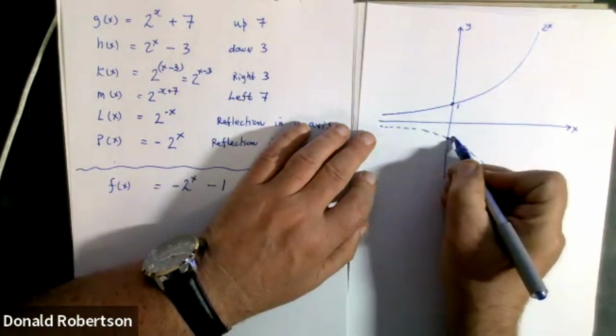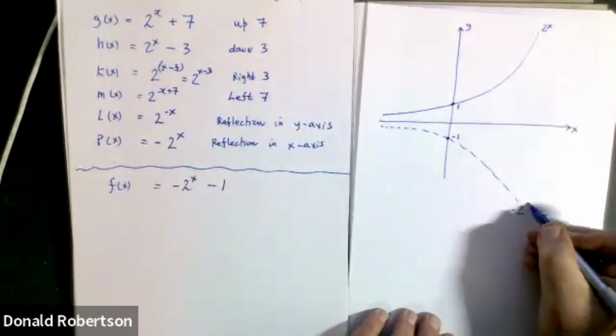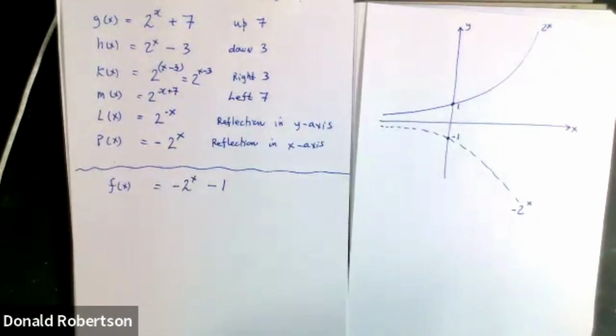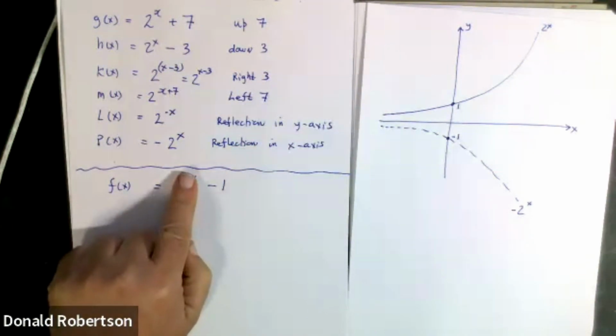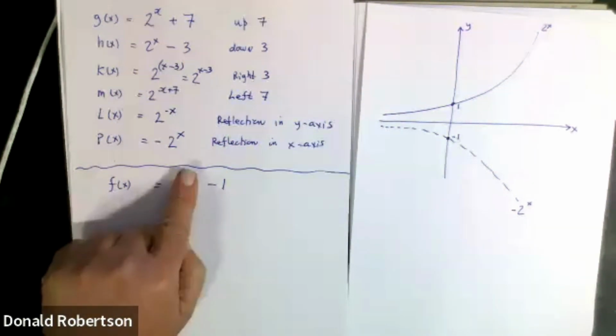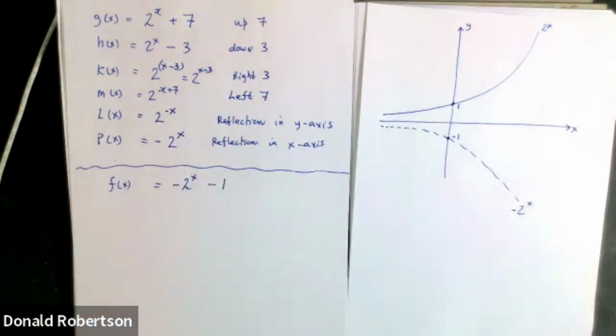And this guy would be negative 1. So that's what that guy looks like. Now, you've transformed it by reflecting it in the x-axis. Now, what does this thing do? Well, it moves everybody down 1.